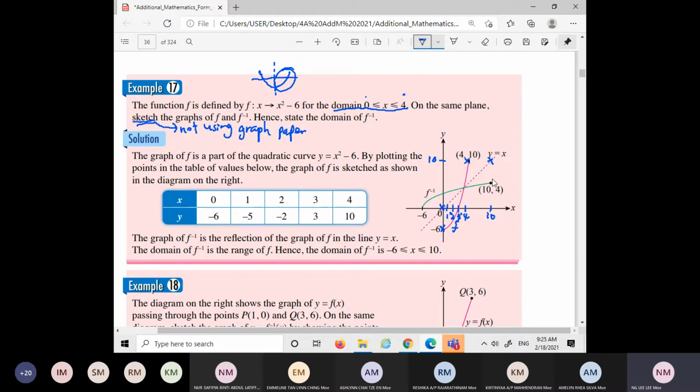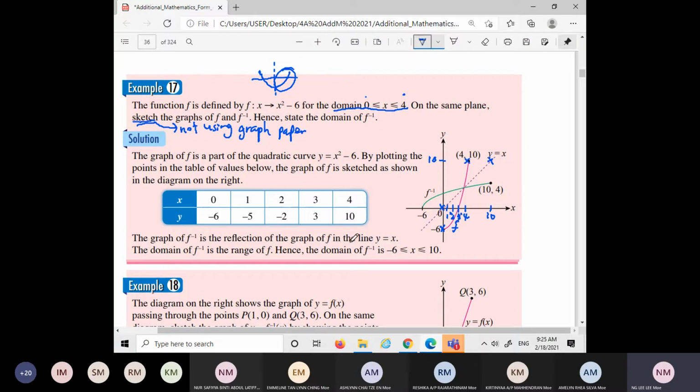So by plotting, the graph of the inverse is a reflection. The inverse graph is the reflection of the graph of f in the line y equals x.